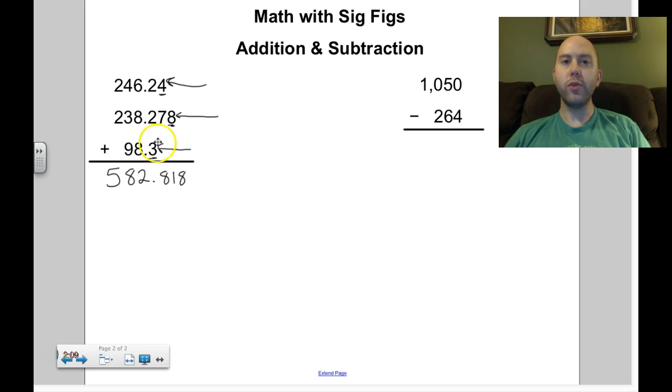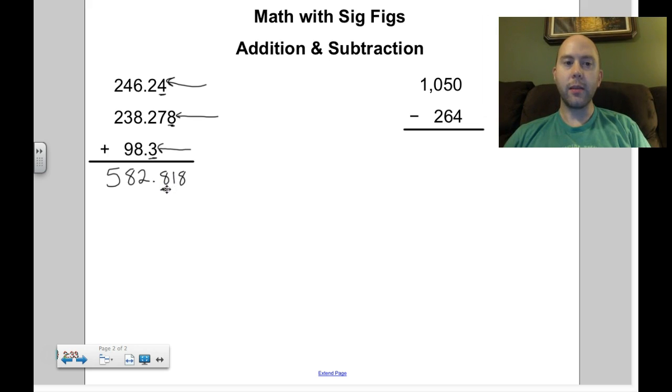Then you ask yourself, which of these uncertain digits is farthest to the left? In this case, the farthest one to the left is the 3. The 3 is in the tenths place, so I want to round my answer to the nearest tenth. What I like to do sometimes is go down to my number and underline where I round my answer. I'm going to round it right here.